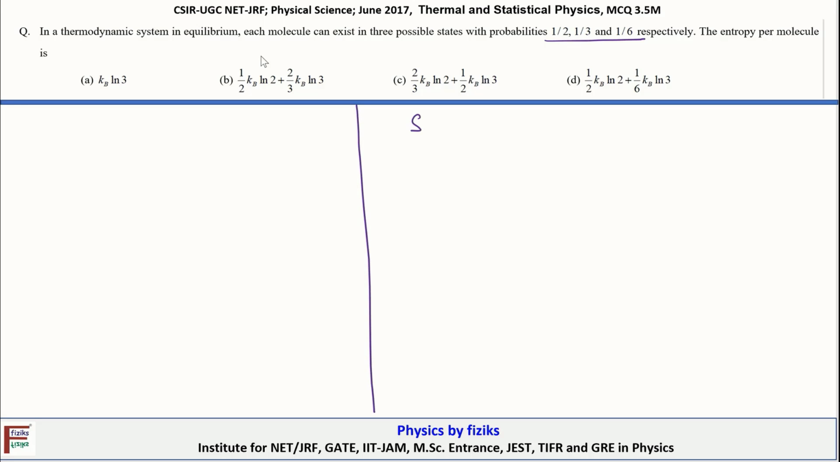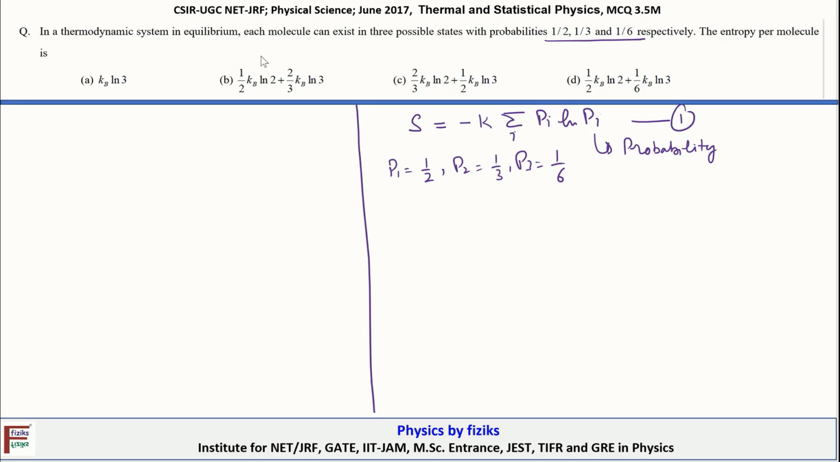The relation that connects the entropy with the probability is given as S is equal to minus K, where K is the Boltzmann constant. I am not using the suffix B here, just keep in mind it's the Boltzmann constant, and then summation over i of Pi ln Pi, where Pi is simply the probability. Now we are given three different probabilities. P1 is 1 by 2, P2 is given to be 1 by 3 and P3 is 1 by 6. So now let's try to figure out what is the net entropy for the given situation.